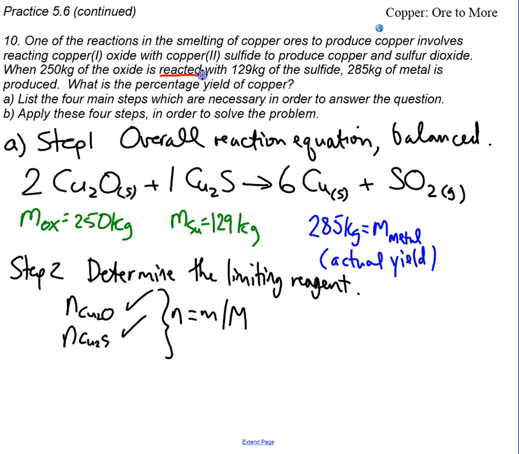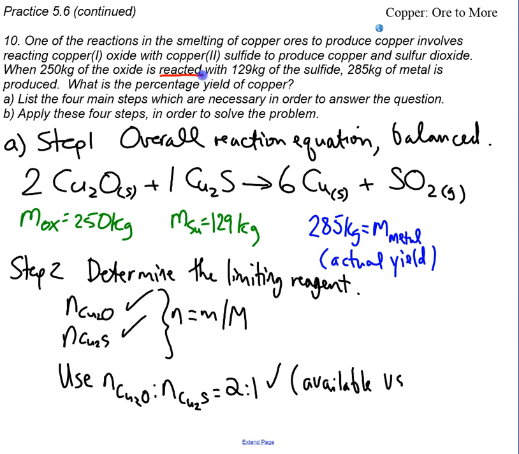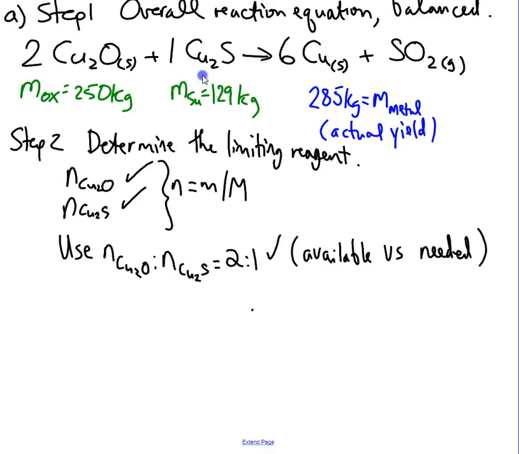We then have to know the mole ratio of copper 1 oxide to copper 1 sulfide. In this case it is 2 to 1. So we have to use that, and that has to be an available versus needed comparison. Once the limiting reagent is determined, then we're going to be moving on to step 3. Stoichiometry takes over here.